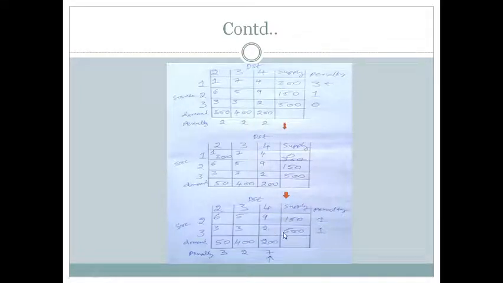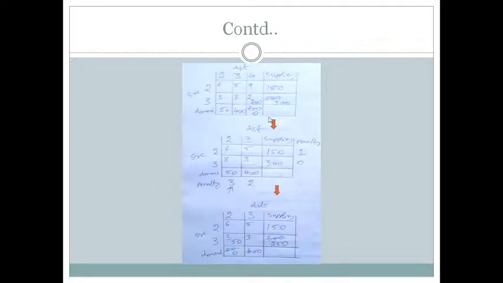So compare the 500 and 300 value. 200 is the minimum. Put that 200 value as the X value into this C of 3 4, and when you put that 200, subtract the 200 with demand and supply. So 200 value becomes 0 here. The 500 becomes 300, and the new cost matrix is of this form.